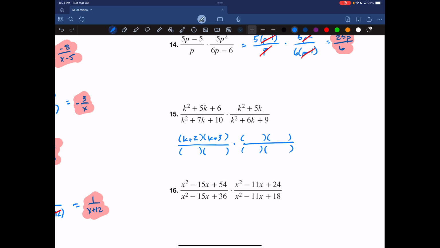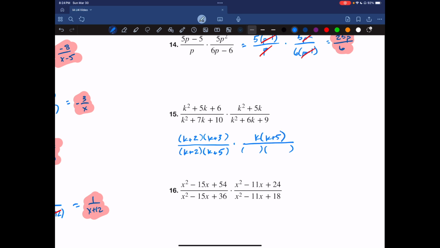All right, on the bottom, you have k squared plus 7k plus 10. That's going to be k plus, k plus, and it's going to be 2 and 5. All right, on top here, I don't need to factor a binomial and polynomial. I just need a GCF. So it's going to be k times k plus 5.